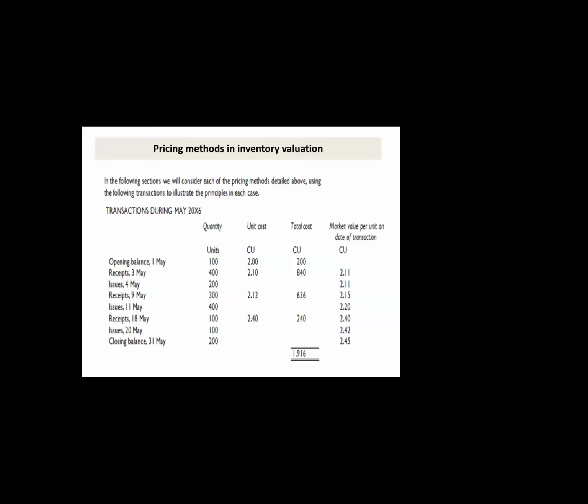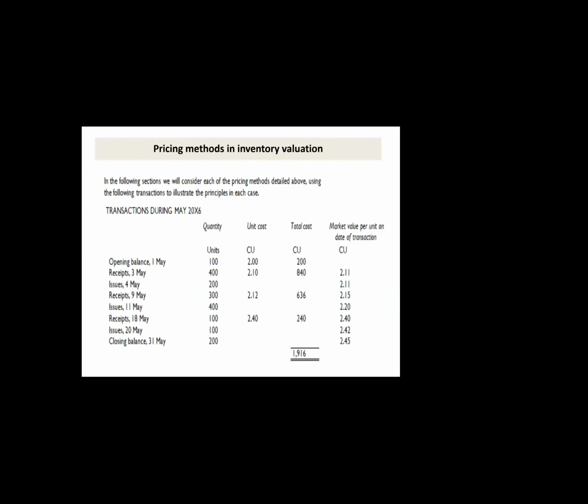Received on May 3, 400 units at the rate of 2.10, that is 840. May 4, we issued 200. May 9, we received 300 at the rate of 2.12. May 11, we issued 400. May 18, we received 100 at the rate of 2.240. May 20, we issued 100, and on 31st May, we had a closing inventory of 200 units.